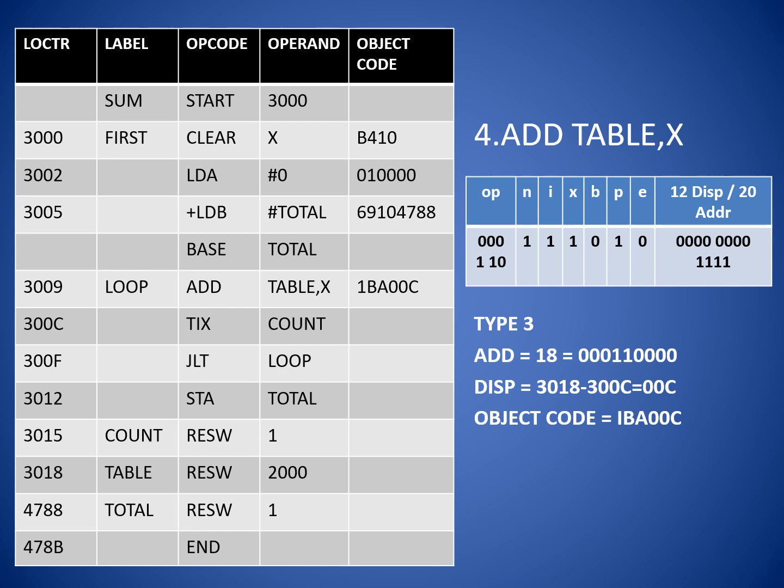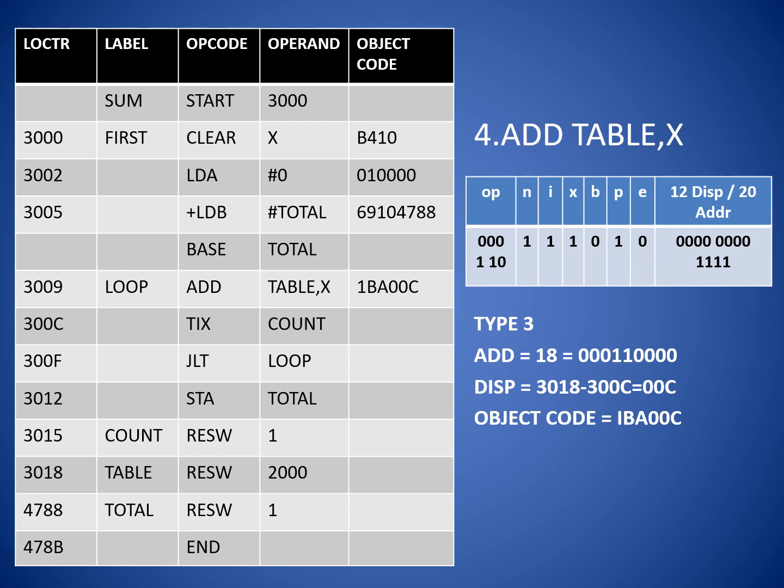Since it is neither immediate nor indirect addressing mode, n is equal to 1 and i is also equal to 1. And since it is index addressing mode, x is set to 1. So for b and p, we need to decide by finding the displacement. So the displacement is equal to 3018 minus 300C.